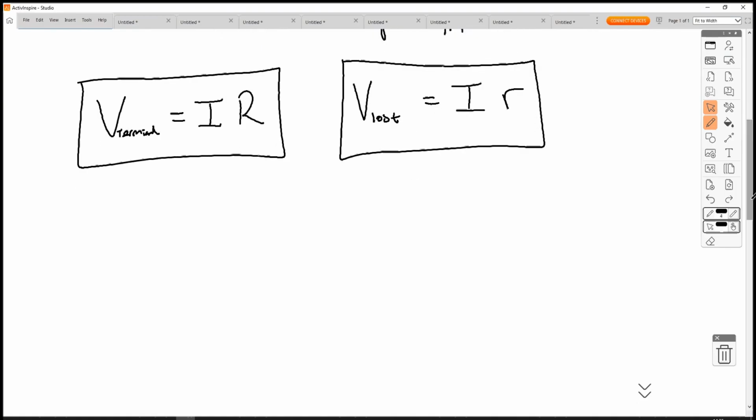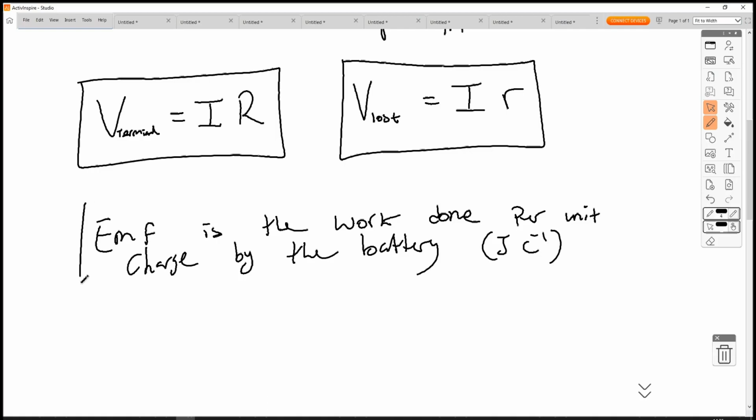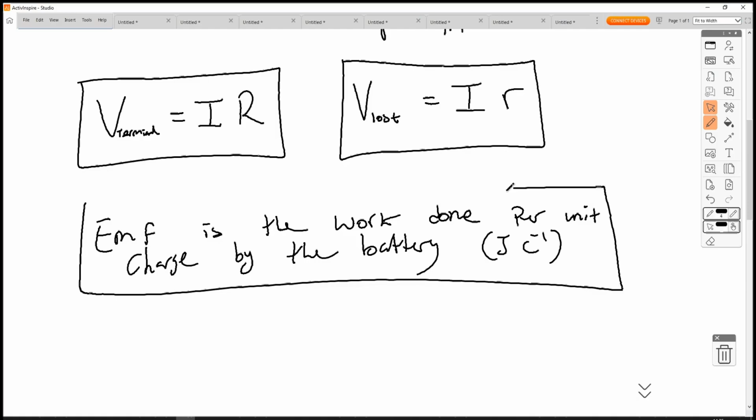And we'll define EMF as well and have that written down. So EMF is the work done per unit charge by the battery, which is the same as a joule per coulomb. So volt is the same as a joule per coulomb.